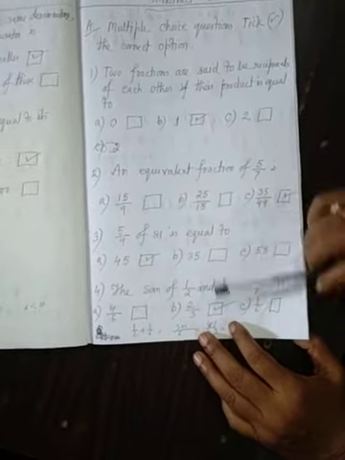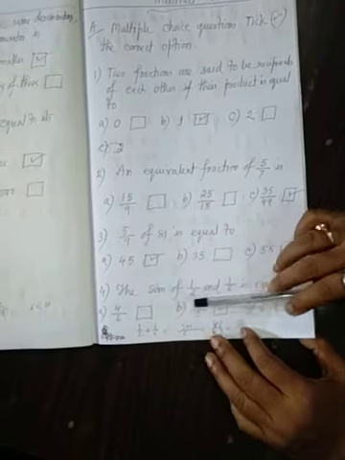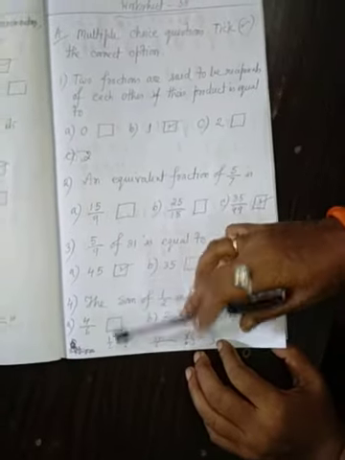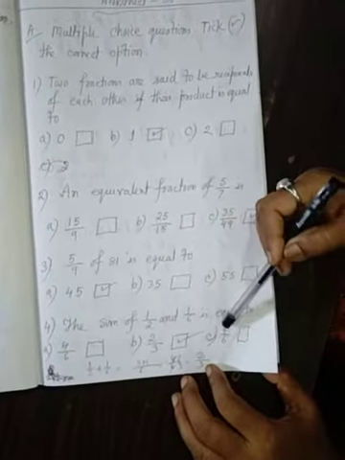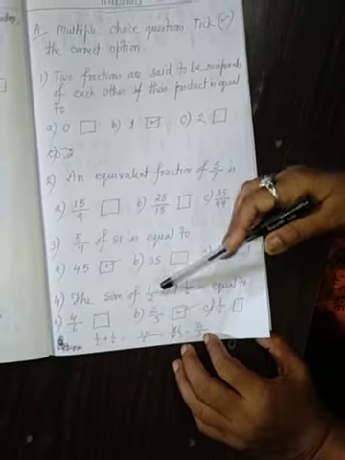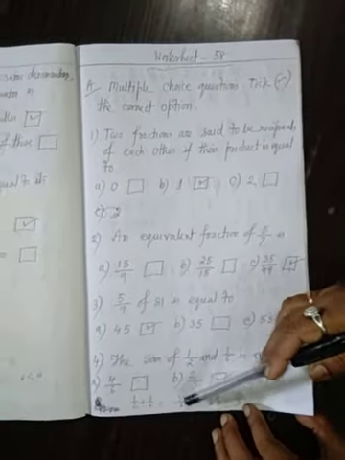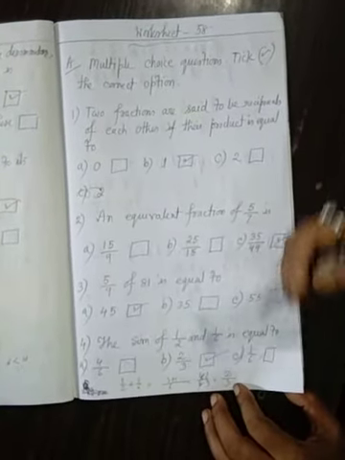5 by 9 of 81. 4. The sum of 1 by 2 and 1 by 6 is equal to 4 by 6, 2 by 3, 1 by 6. 2 by 3. 1 by 2 plus 1 by 6: 6, 3 plus 1, 4 by 6 or 2 by 3. Okay.